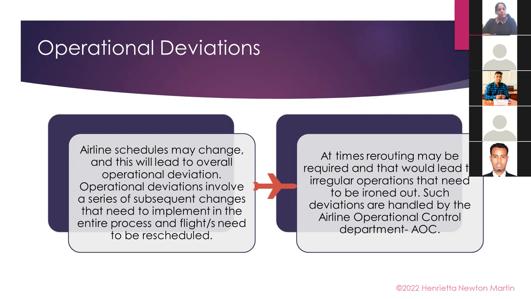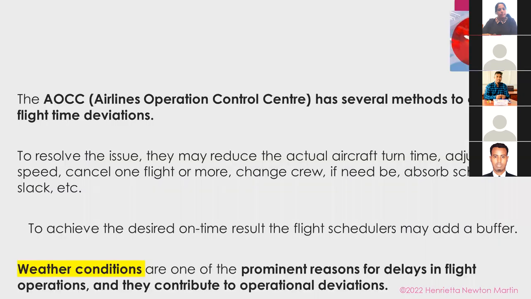Operational deviation involves a series of subsequent changes that need to be implemented in the entire process, and flights need to be rescheduled. At times, rerouting may be required, and that would lead to irregular operations that need to be ironed out. Such deviations are handled by the nerve center, that is the Airline Operational Control Department. The AOCC, the Airline Operations Control Center, has several methods to counter flight time deviations. To resolve the issue, they may reduce the actual aircraft turn time, adjust the flight speed, cancel one flight or more, change crew if need be, or absorb scheduled slack.